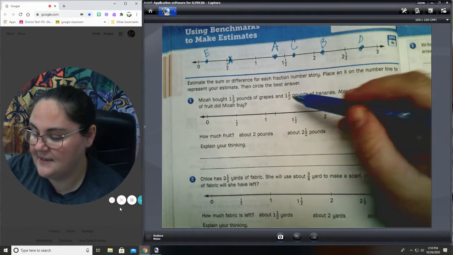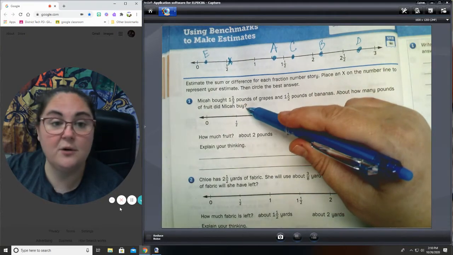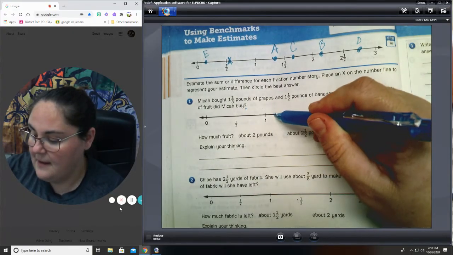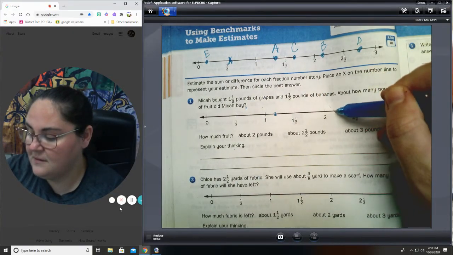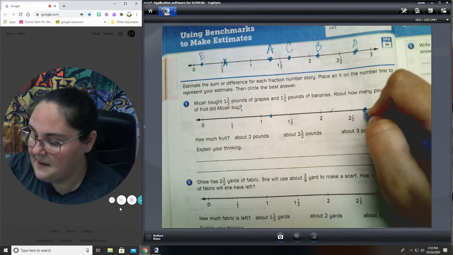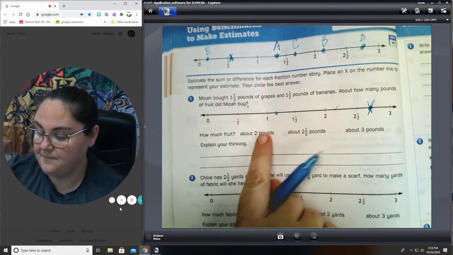1.5 pounds of bananas, okay? So this is where we start. How many pounds of fruit did she buy? So I'm adding them all together. So here's 1 1/3. And then I'm going to add 1 whole and about a half. So I'm going to be about right here. That's going to be my estimate.